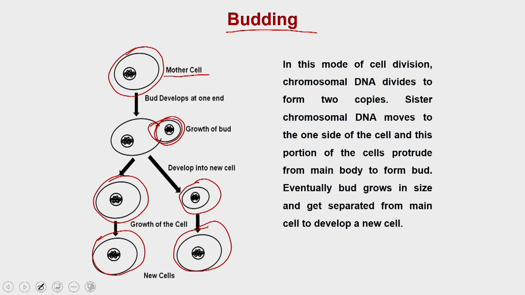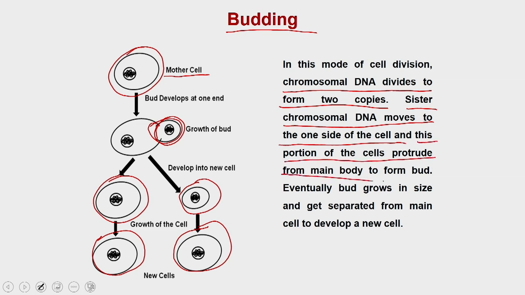As I said, in this mode of cell division, the chromosomal DNA divides to form two copies. The sister chromosomal DNA moves to one side of the cell, and this portion of the cell protrudes from the main body to form the bud. Eventually the bud grows in size and gets separated from the main cell in the form of a new cell.